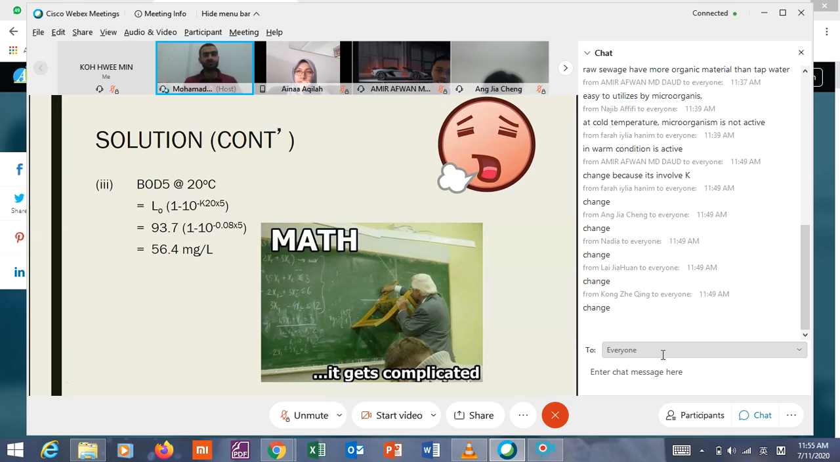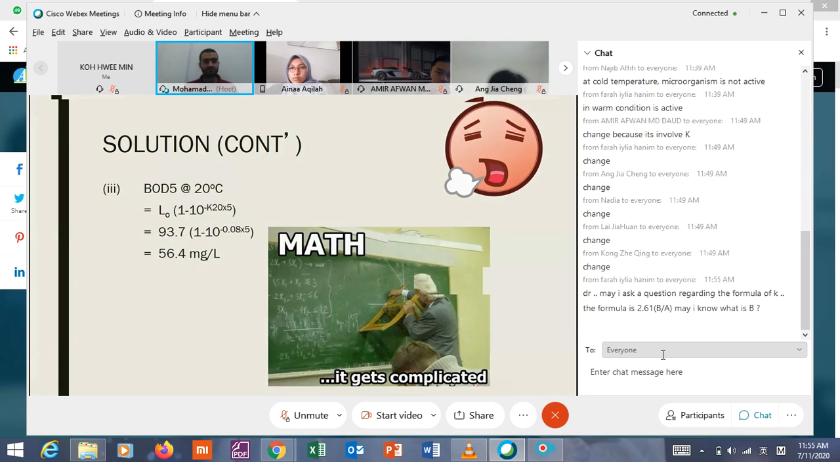Because the L naught is not related to temperature. L naught is related to the type of wastewater, to the structure of the wastewater, to how much organic content is in this wastewater. So the organic content will not change with changing of temperature. If the temperature was 30 or 20, the thing that will change is the activity of bacteria, not the organic content.